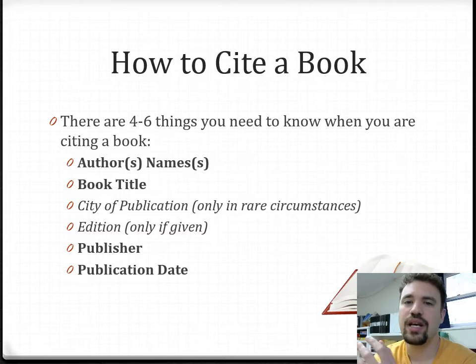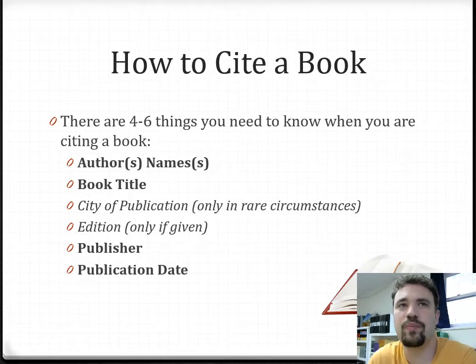The edition, you would include the edition if it's given on the cover of the book. This would be only if it's a numbered edition, right? There might be some books that say Dover Thrift Edition or Platinum Edition or something along those lines. You don't really need to worry about those kinds of editions. We're looking specifically at numbered editions. So if it says 4th edition or 2nd edition or something like that, then you would include that edition number.